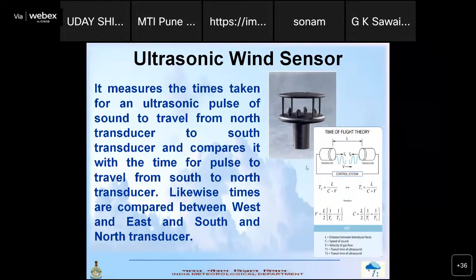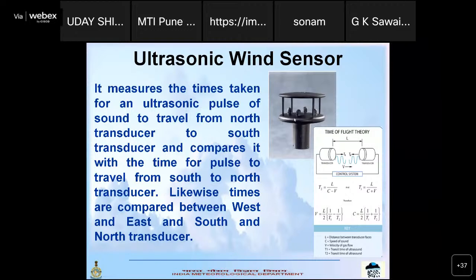Now electronically, wind speed is measured. Basically, these are the ultrasonic wind sensors. There are four sensors, four transducers, kept in the north, east, west, south directions. When you put on the 12 volt supply for this ultrasonic wind sensor, it will send ultrasonic waves towards each other. For example, north will send to the south, and east will send to the west transducer.